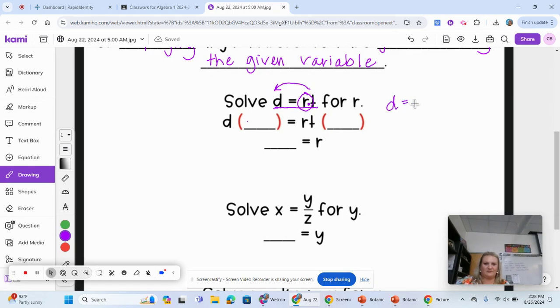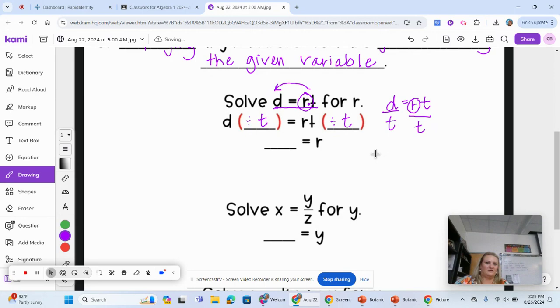I'm going to rewrite it over here. So if we're trying to get r by itself, that means we're going to divide by t, because that's the opposite of multiplying. So that's a division symbol. You normally don't do it like that. You normally just put it underneath here.